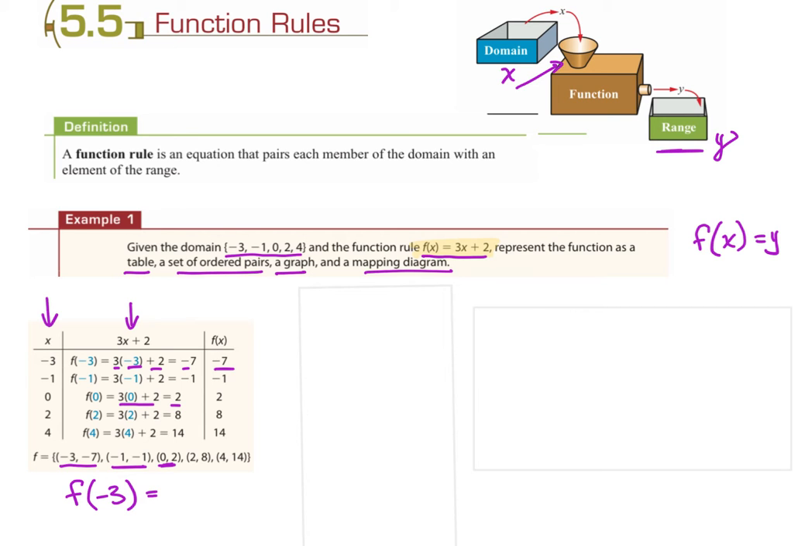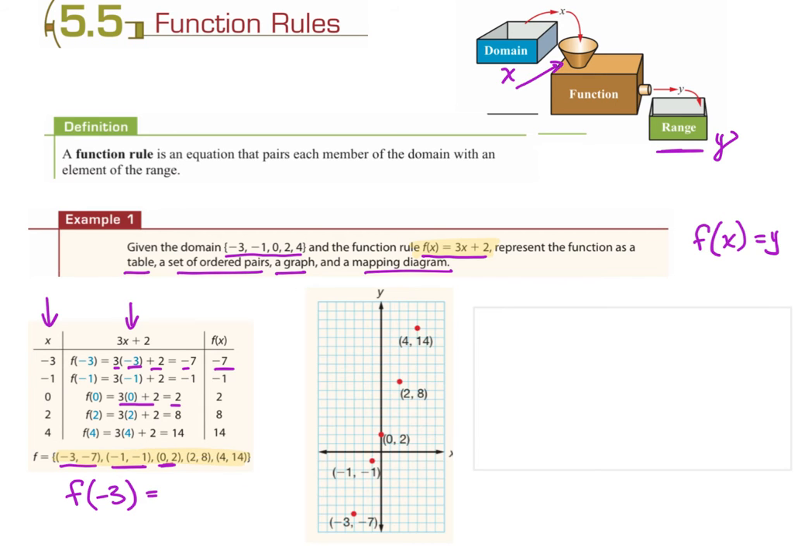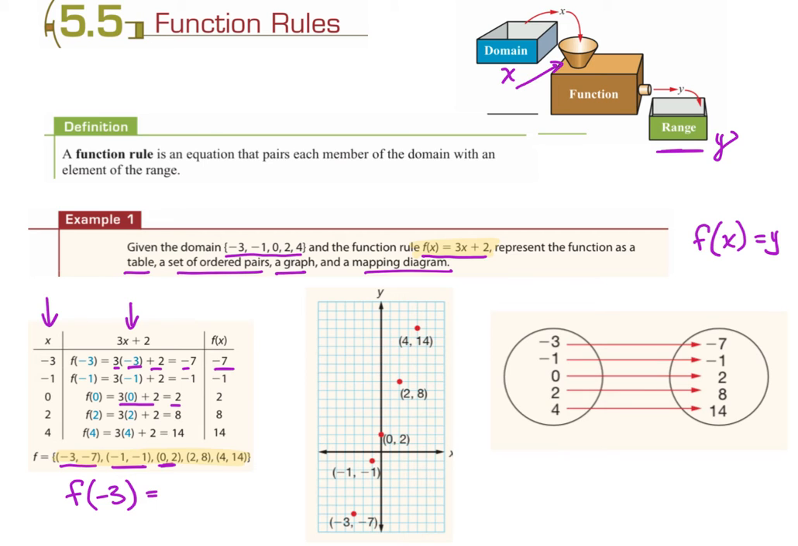It also wants us to do a graph. Well, now that I have all of my ordered pairs down here, I can just plot those on a graph. We all know how to do that. X moves us left and right. Y moves us up and down. All right? And so once we do that, we can plot it on a graph, and we can see what it looks like there. Another way that we did it in our last section is a mapping diagram.